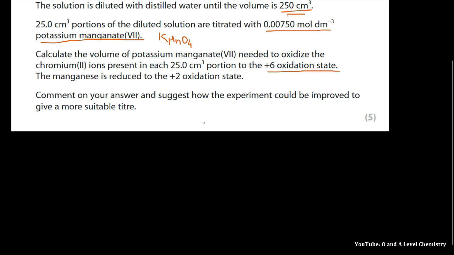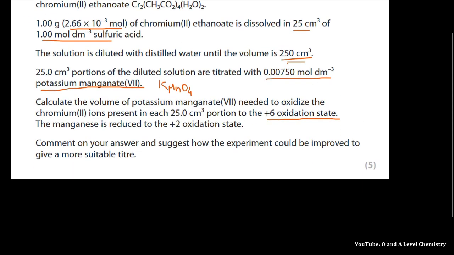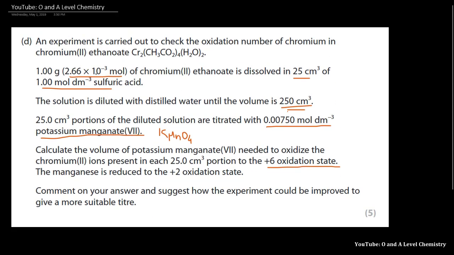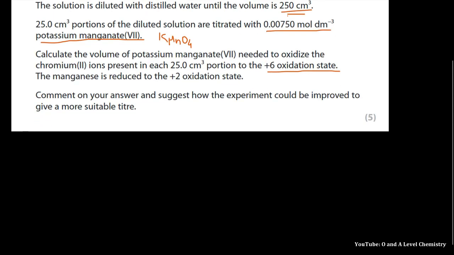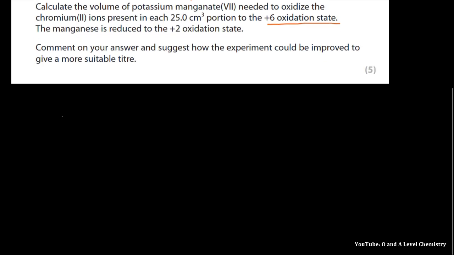So basically this many moles of chromium(II) ethanoate was dissolved in 250 cm³, right? We're taking only 25 cm³ out of it, so we're basically taking 1/10 of this. Okay, that's pretty straightforward. Before we begin, it's better to write what's happening here.